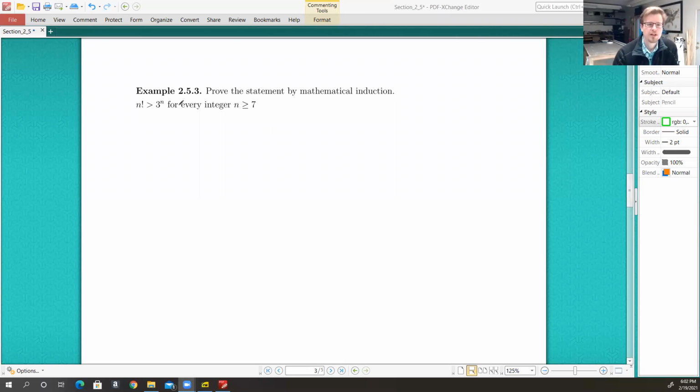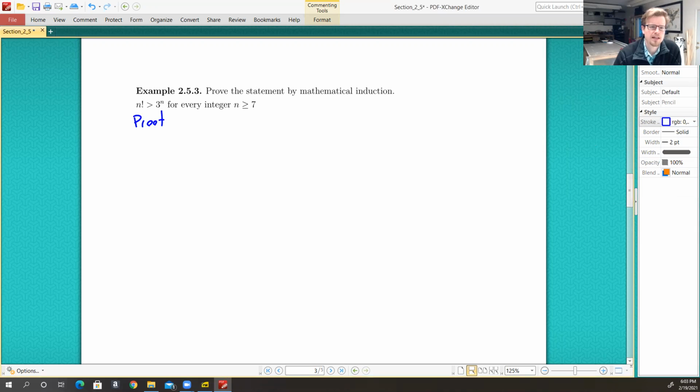We want to continue taking a look at mathematical induction with an example of a proof by induction. So we want to prove that n factorial is greater than 3 to the n for every integer 7 or greater. So we want to write a proof by induction again.